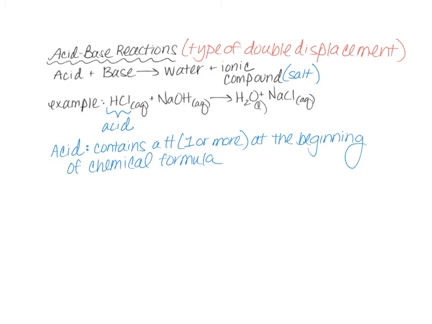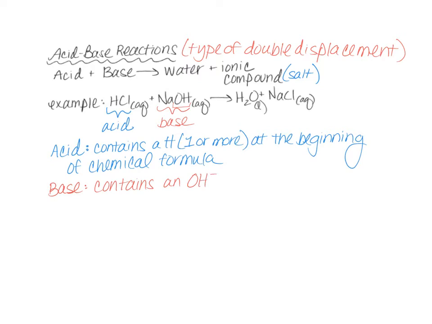All right, next we identify our base. So in this class, bases will contain this OH anion, which is referred to as hydroxide. So acids have that H in front. Bases have OH minus or hydroxide. So we'll make this as simple as we can. A base contains an OH.